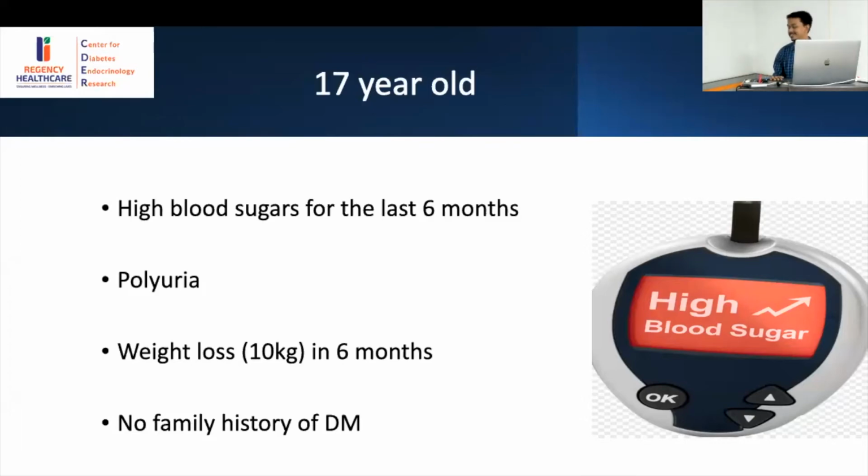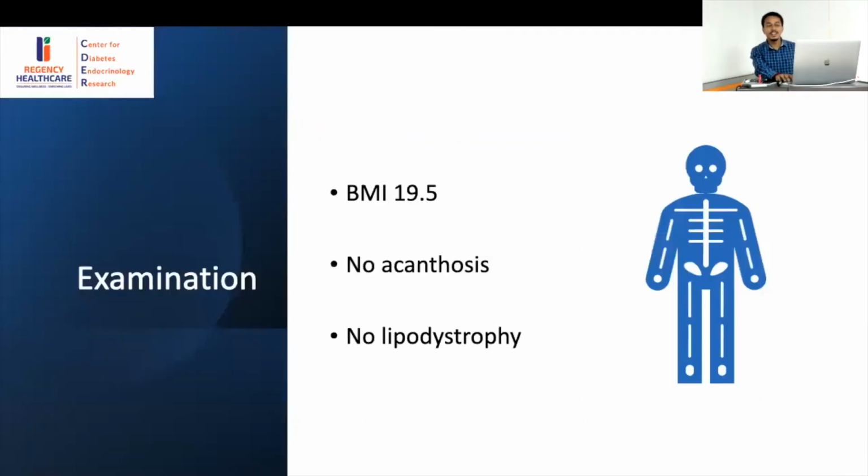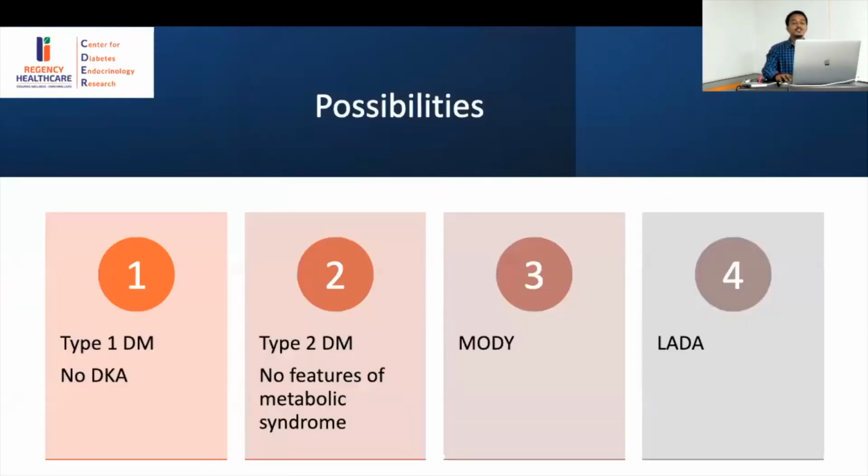also for all that. On examination, the child had normal BMI, no acanthosis, no lipodystrophy. So the possibilities at this point of time, we should consider these primarily, but the type 1 is ruled out because the child is having high sugars for the last 6 months, but no decay. Type 2 is also ruled out at this point of time because the child is non-obese and also having no features of metabolic syndrome. So the 2 possibilities at this point of time would be a MODY or a LADA.